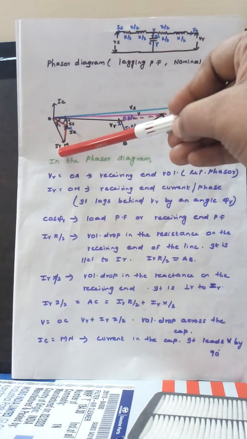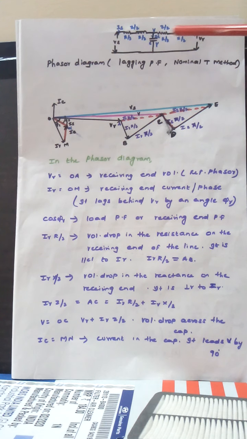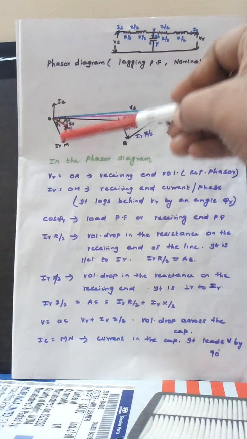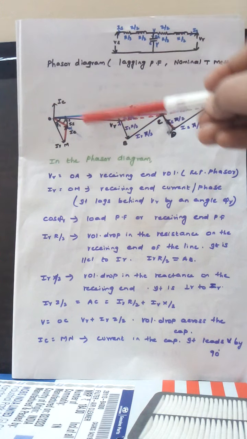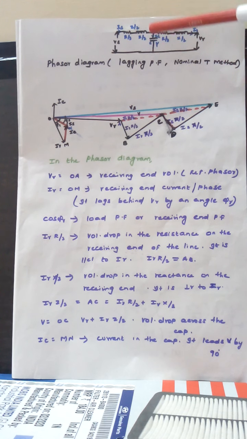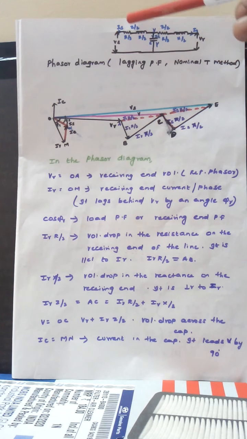Now if you are adding this IR plus this IC, I will get what is your IS, correct? So IS will be equal to IC plus IR. With the phasor addition of these two, that is IR plus IC, I am getting this IS here, which is represented by the phasor ON. Now I have to find out the sending end voltage. For that, if I add this voltage plus this drop, I will get the sending end voltage, correct? So now I have to draw IS into R by 2 and IS into X by 2. That is the voltage drop in the resistance on the sending end and the voltage drop in the reactance on the sending end.